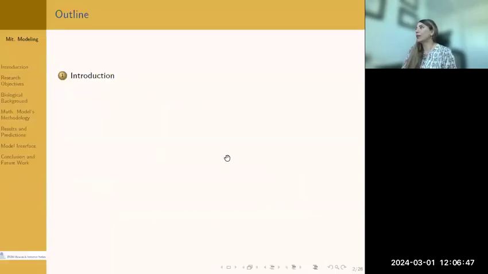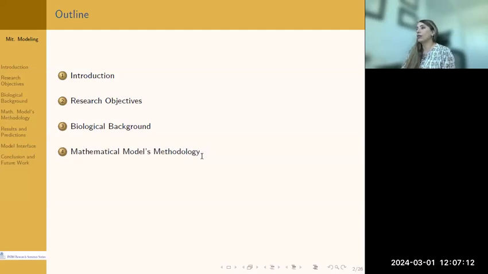Throughout this presentation, I will elucidate the computational model we have developed, its underlying principles, and the insights it provides into mitochondrial function. To achieve this, I will begin with the introduction and research objectives, followed by an exploration of the necessary biological background for the model. Additionally, I will demonstrate how we translate this biological background into mathematical equations. Furthermore, I will showcase the interface of the GUI design for this model. And lastly, I will present some of our key findings and conclude the presentation by discussing future avenues of this research.